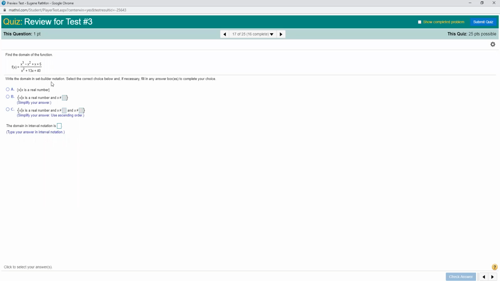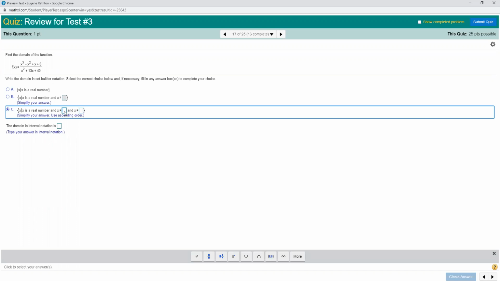So in set builder notation, we know x is a real number and x cannot equal... Now I had two answers, so I'm going to go down here. Now notice it says use ascending order. So go from the smaller number to the bigger number. Well, negative 8 is the smaller number between those. And then my negative 5 would be the larger number.